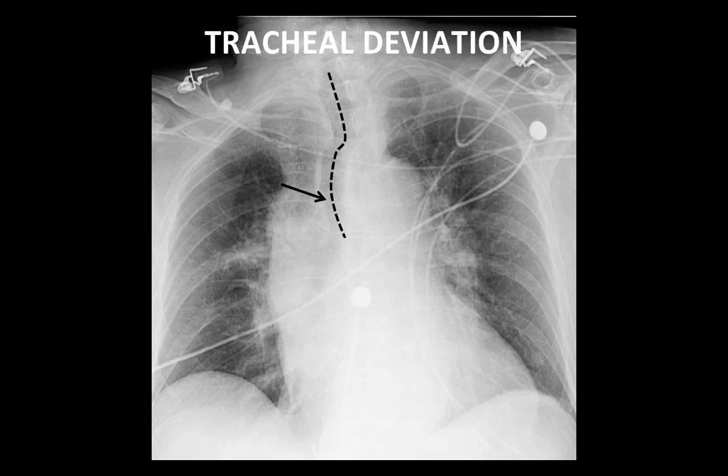Specifically, findings that are related to the presence of mediastinal hemorrhage, aortic aneurysm, or such. The first finding that we're going to look for is the position of the trachea. In patients who have aortic arch aneurysms or mediastinal hemorrhage from acute aortic syndrome, the trachea will frequently be deviated to the contralateral side. So in this patient with a large aortic arch aneurysm, aortic dissection, there is deviation of the trachea to the right.